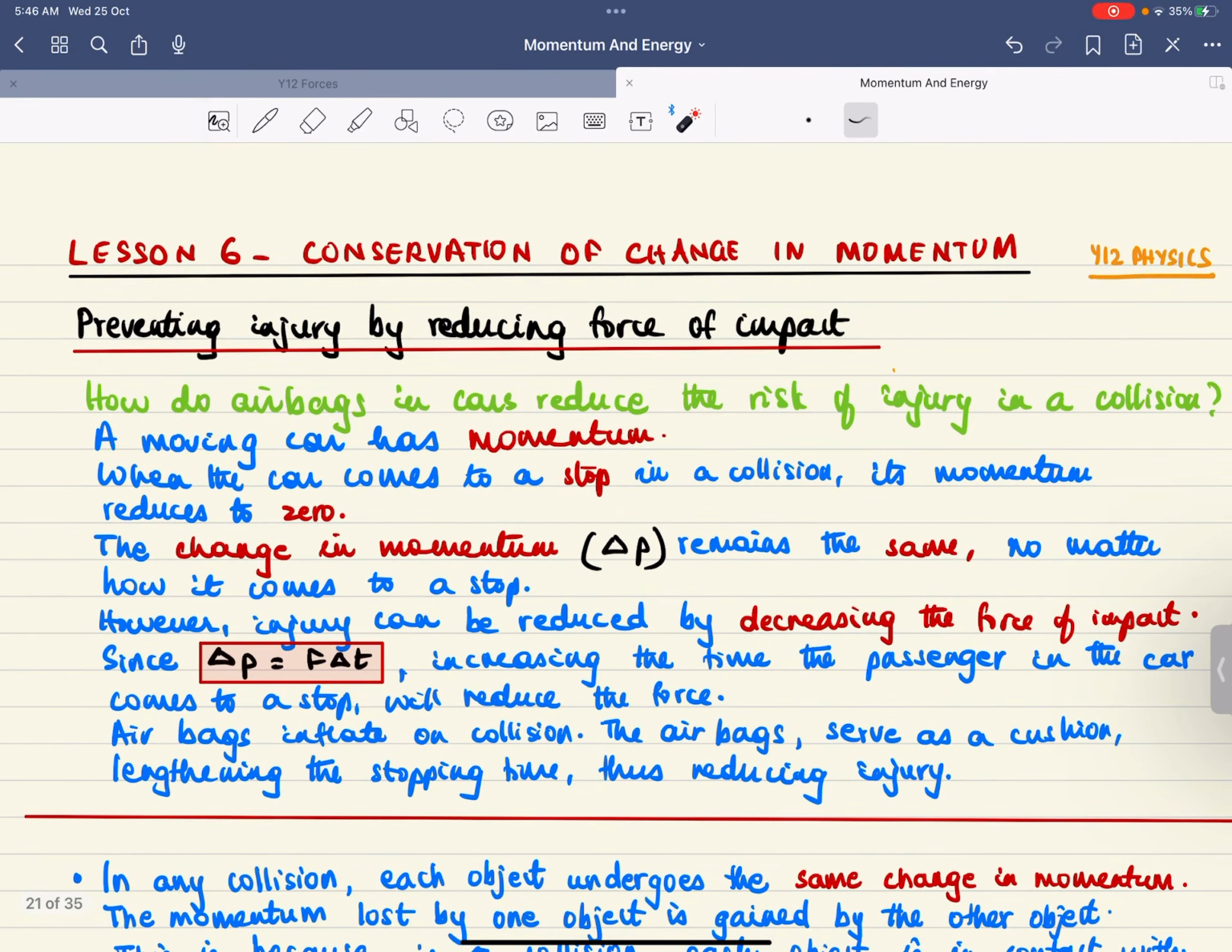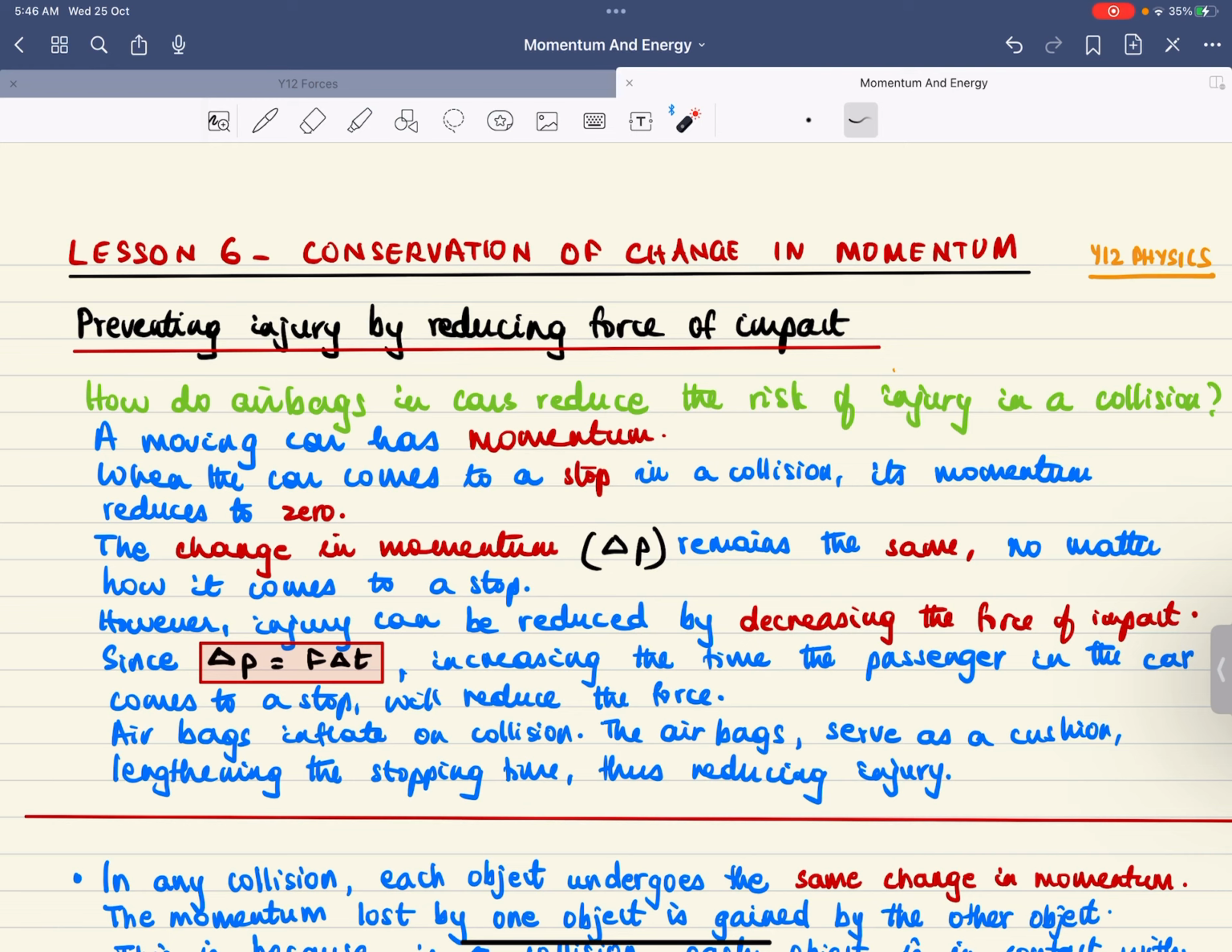So here's one: how do airbags in cars reduce the risk of injury in a collision? There are certain points that you have to make in order to show the links you're making and to show critical thinking. So here it is: a moving car has momentum. When the car comes to a stop in a collision, its momentum will reduce to 0.